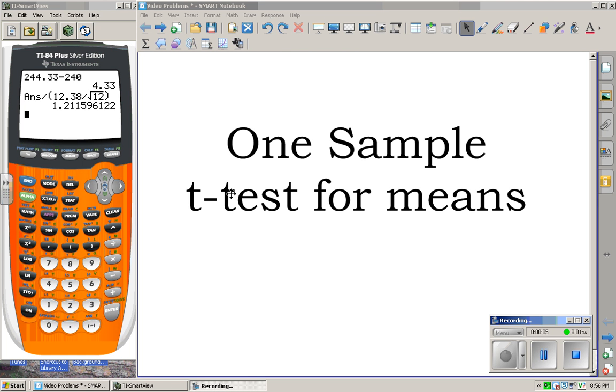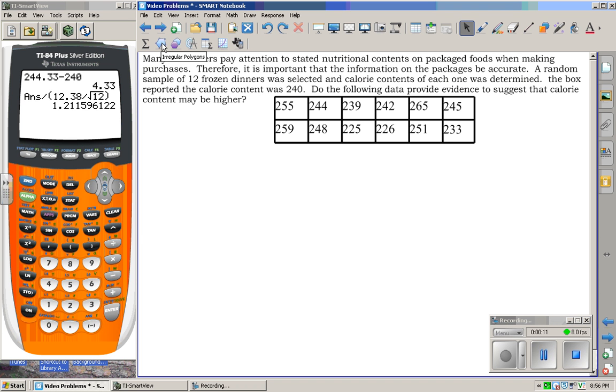I'm going to give you an example of how to solve and set up a one-sample t-test for means. So here's the scenario. Many customers pay attention to stated nutritional contents on packaged foods when making purchases. Therefore, it's important that the information on the packages be accurate. A random sample of 12 frozen dinners was selected and the calorie contents of each one was determined. The box reported the calorie content was 240. Do the following data provide evidence to suggest that calorie content may be higher? Right, so that's our question.